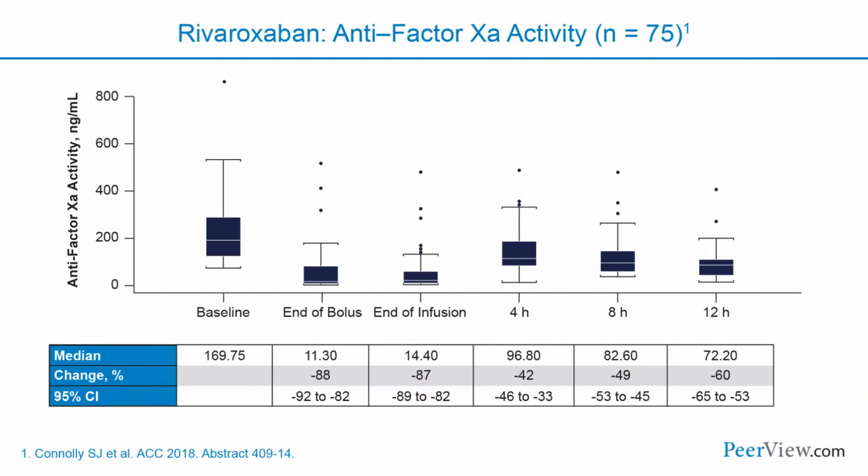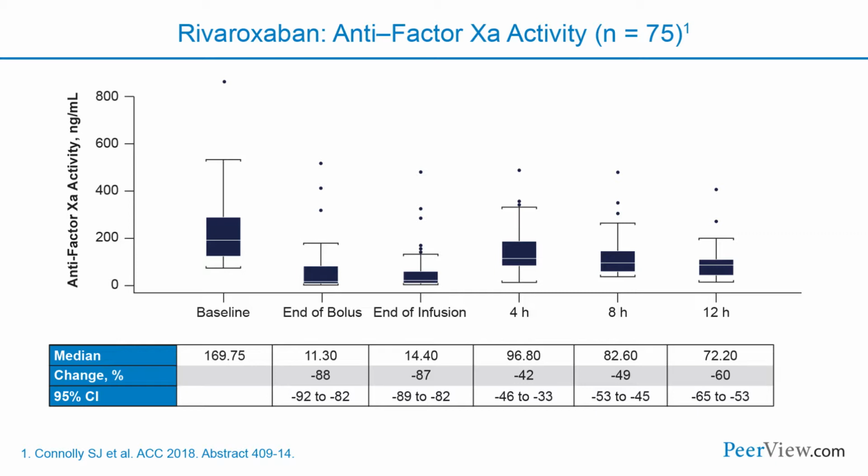So I'm going to show you a couple of slides here, again from the interim analysis of Annexa-4 presented in March of 2018. In this case, it's rivaroxaban. On the y-axis is anti-factor 10A activity. Again, this is specific to rivaroxaban. On the x-axis is time. And you see that the columns here are baseline, so that's prior to Andexanet administration. The second from the left is the end of that Andexanet bolus. The third is going to be 2 hours later at the end of the infusion. And then you see 4 hours, 8 hours, and 12 hours.